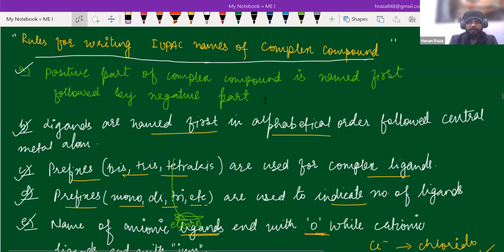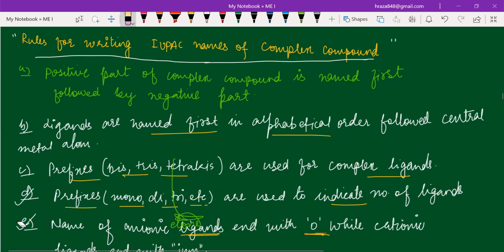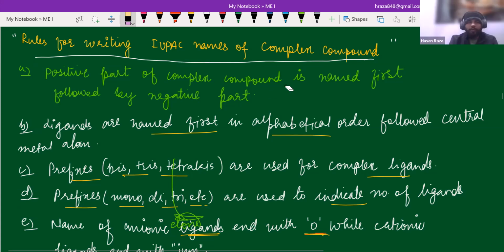Let me know when you are able to see the screen. Here is the screen. Okay. Are you able to see the screen? Ayman and Madhya, are you able to see the screen? Yes, sir. Okay. So look at the screen.